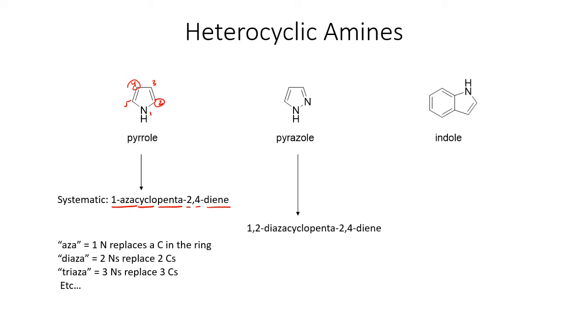For pyrazole, which contains 2 nitrogens, its systematic name is 1,2-diazacyclopenta-2,4-diene. So again, numbering the atoms, we have carbons 1 and 2 replaced with 2 nitrogens. So that's where we get the 1,2-diaza. Again, cyclo is cyclic, penta is 5 atoms, and 2,4-diene is the location of the double bonds.